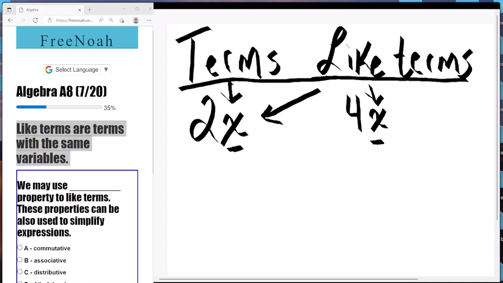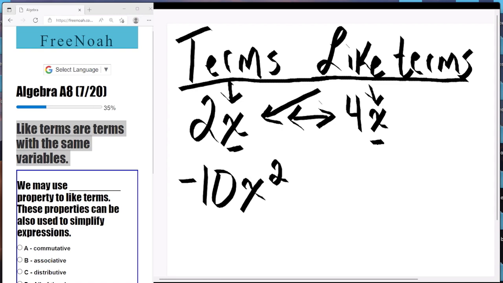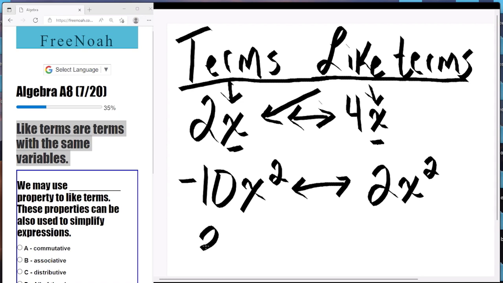All right. Let's take another example where we're going to change the coefficient. Negative 10x to the second power, and let's put 2x to the second power. Are these like terms? Yes, they are like terms, because we have x as a base and its power is the second, and both terms have x to the second power. So these two are considered like terms.